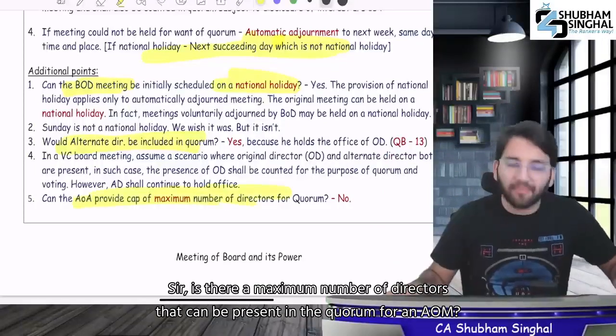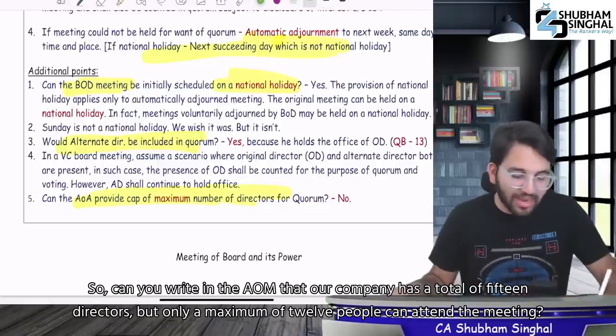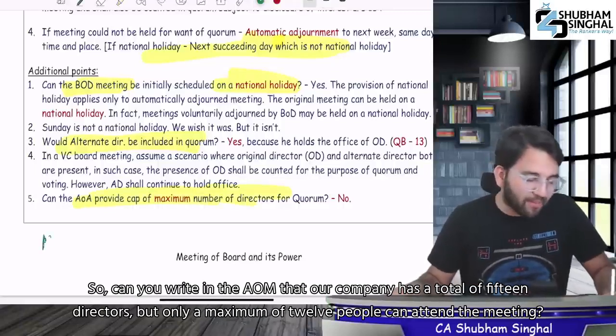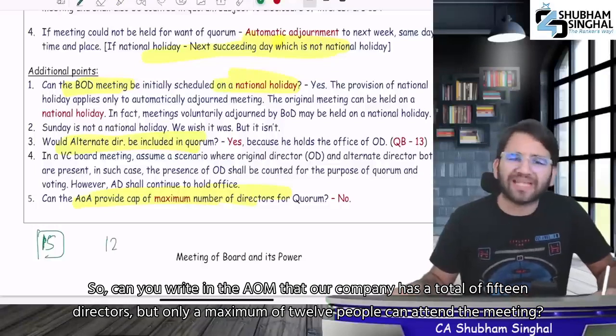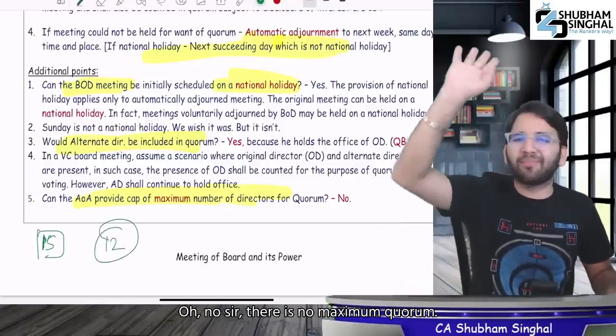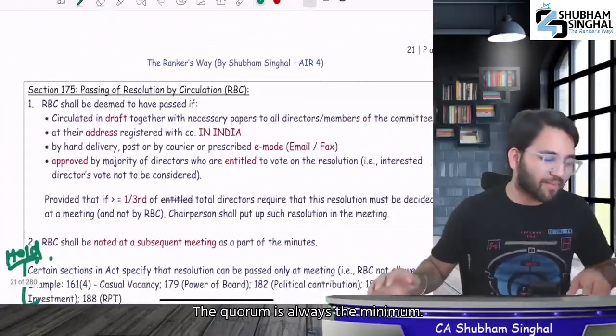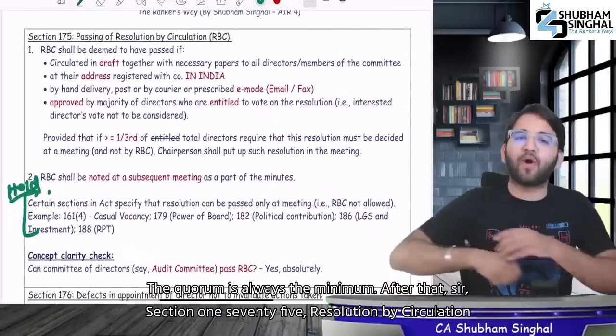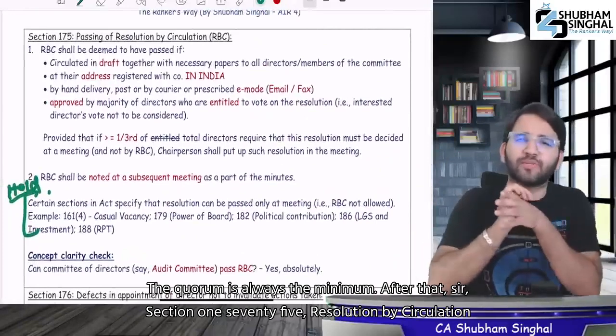And what's the maximum number of directors present in quorum for the AOA? Can you write in the AOA that our company has a total of 15 directors, but only a maximum of 12 people can attend the meeting? No, sir. There is no maximum quorum. The quorum is always the minimum. After that, Section 175, resolution by circulation.